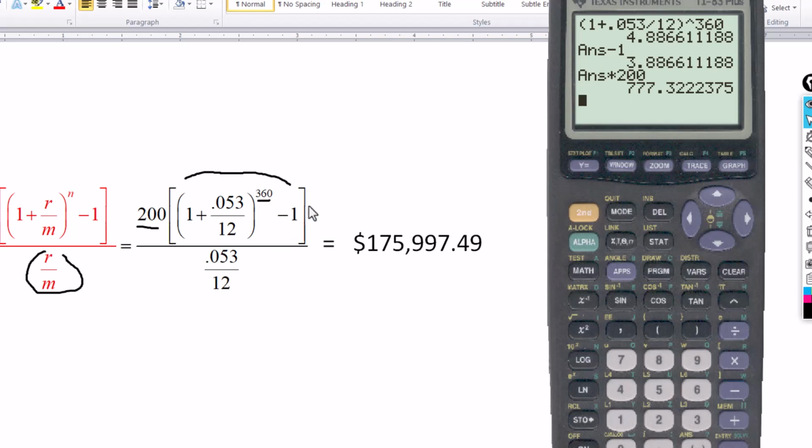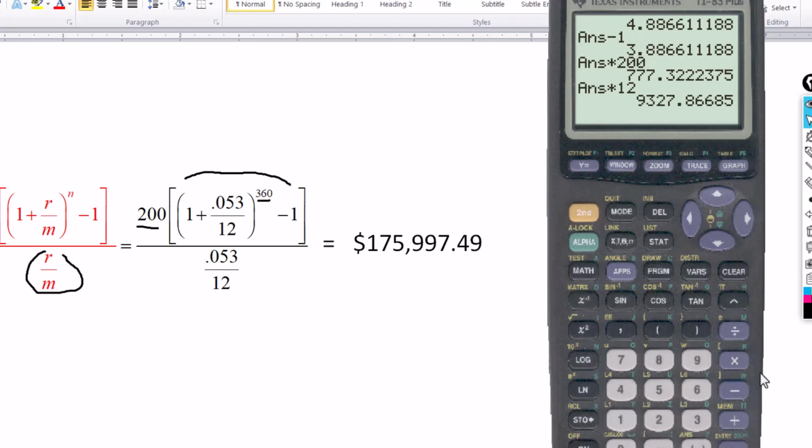Okay, what I'll do is I'll multiply by the reciprocal, so I don't have to do any rounding off. So I'll say times 12 and then divide by 0.053. And we get the same thing that I got in the calculator. 175,997.49, and that's the same answer we got. Then the rest of it, of course, you can just do with a basic calculator to get the answers to part B and C. Thanks for watching. We'll see you next time.